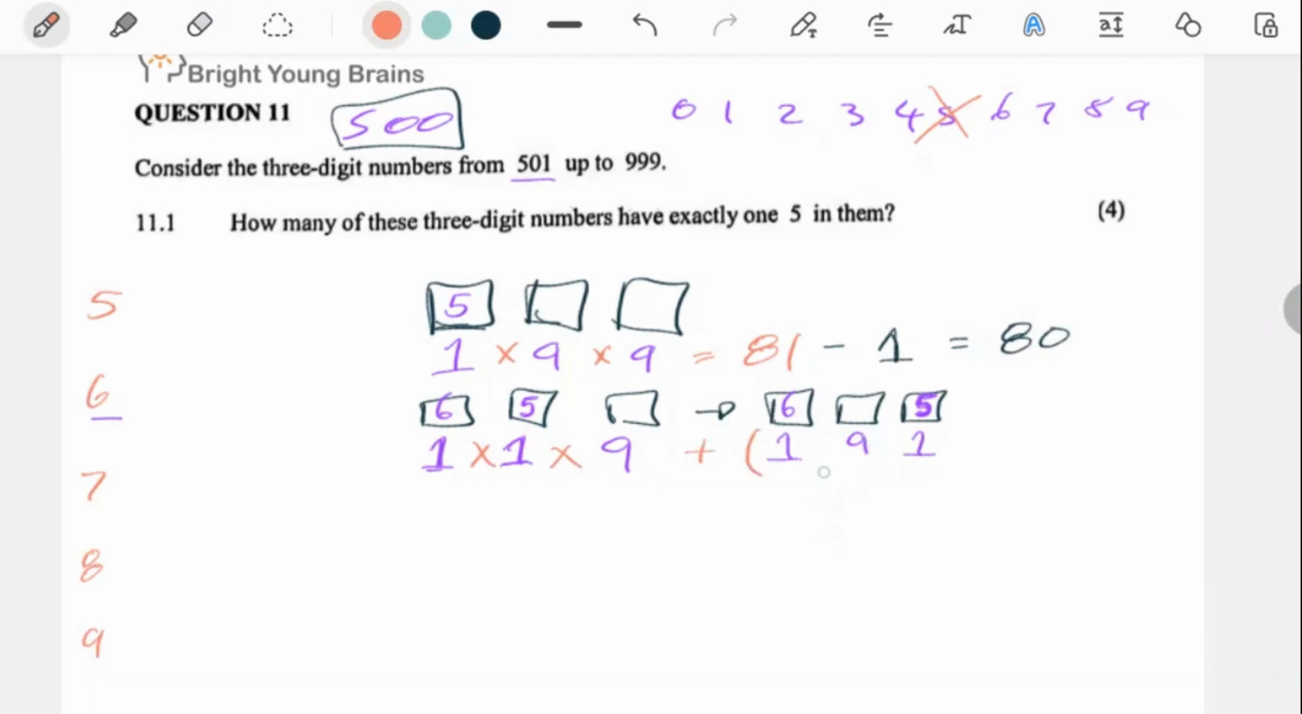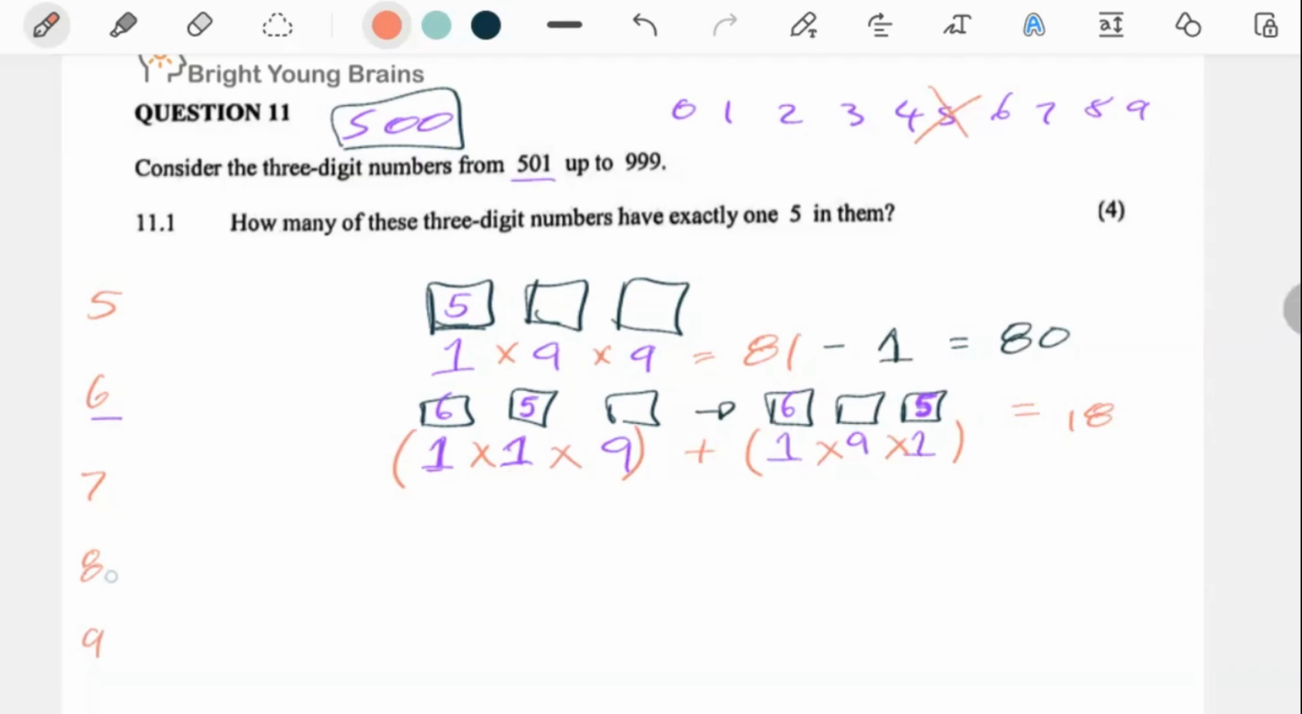Plus another 9 options, you see. So 9 options that start with 6 and 5, and then 9 options that also start with a 6 and end with a 5, you see. So 9 plus 9, that gives us a total of 18 options, you see. So that's one thing we need to consider.